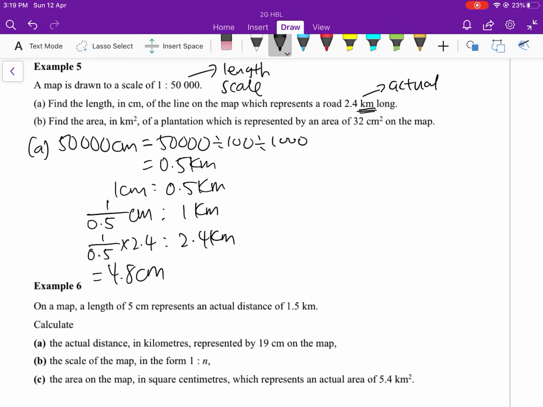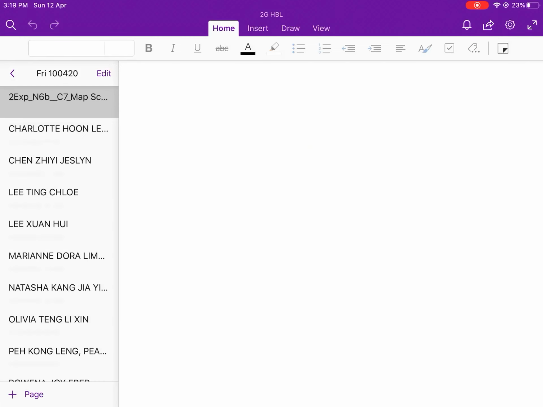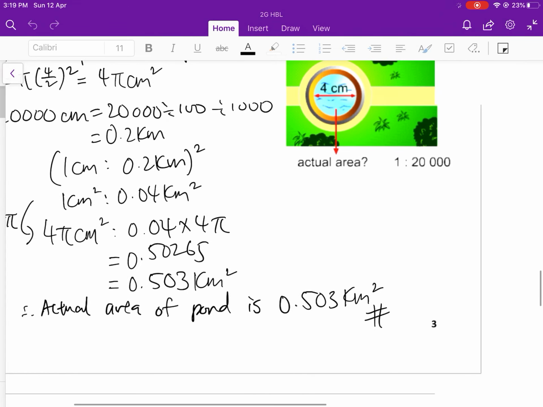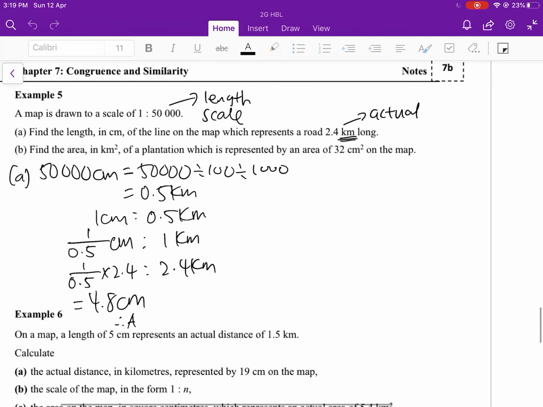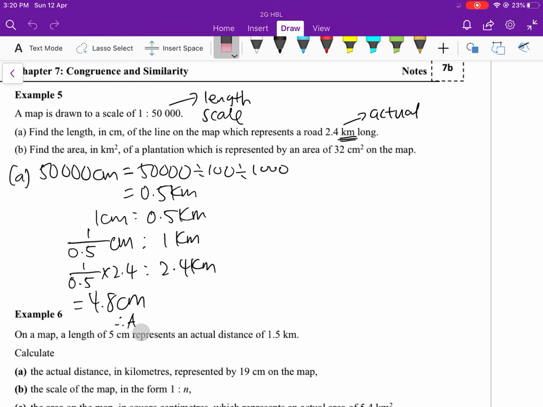Therefore, the length on the map. Sorry for the technical problem. Okay, let's continue. Therefore, the length on map is 4.8 centimeter long. So this is actually the length on map.